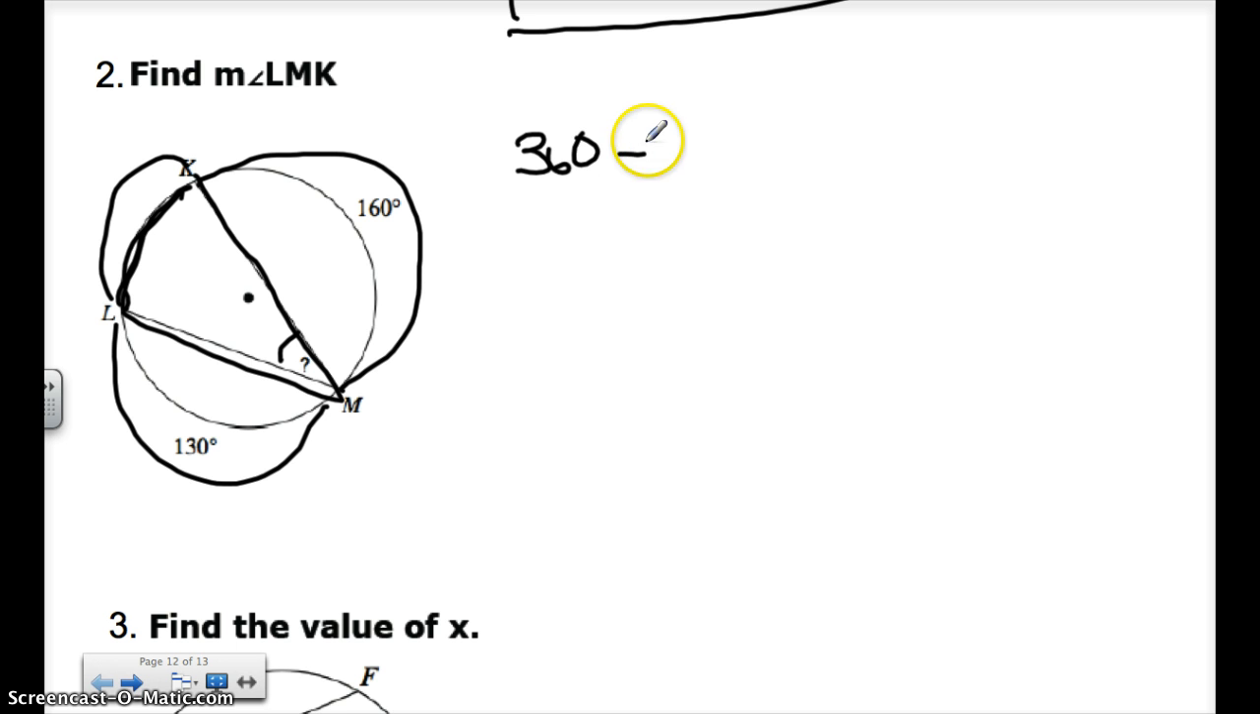So I would just have to do 360 minus 160 minus 130. And if I do that, I get that the remaining arc is equal to, well, let's do some math, 200 minus 130, so that gives us a grand total of 70 degrees. So this arc LK is 70 degrees right here. That's the remainder.